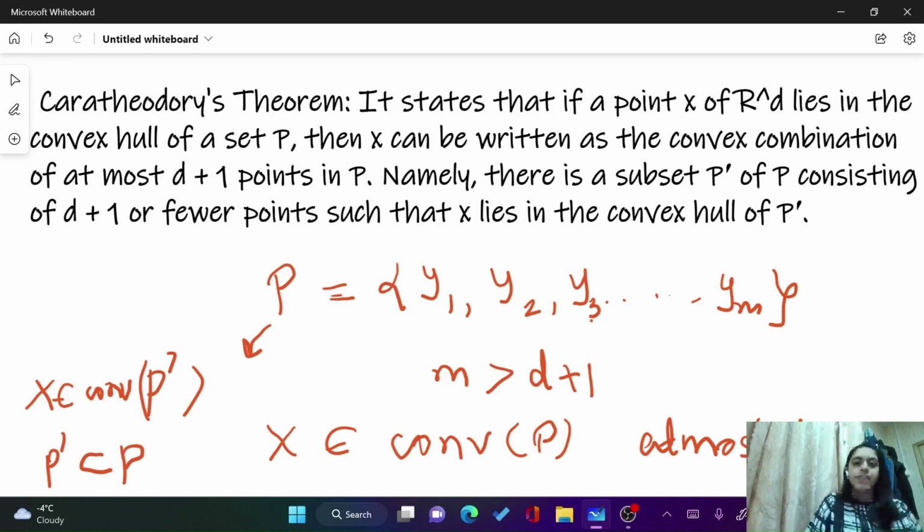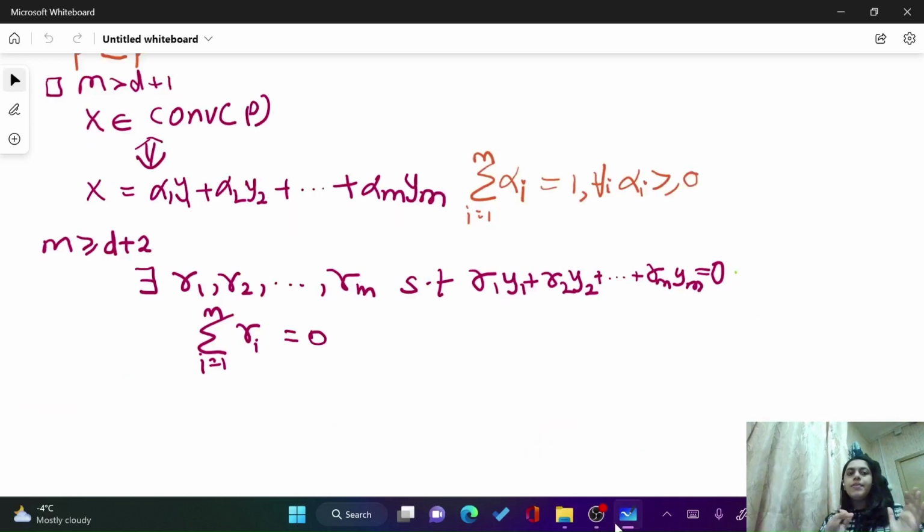Now let's take a look at the proof. Before starting the proof, we know that if m is less than D plus 1, then it's quite trivial. For example, if I just have 5 alphas but I have 10 points, I'm just going to represent it as a convex combination such that I have 5 alphas assigned to 5 points, but for the rest of the points, the value of alpha is going to be 0 and our purpose will be solved. Now let's take a look at the case where m is greater than D plus 1.